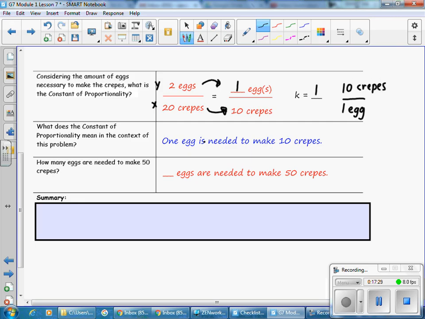But they're asking, in this case, about the eggs. So how many eggs are needed to make 50 crepes? Well, if 1 egg makes 10 crepes and we need 50, we need to multiply our recipe by 5. And that means you'll need 5 times as many eggs, so you will need 5 eggs.